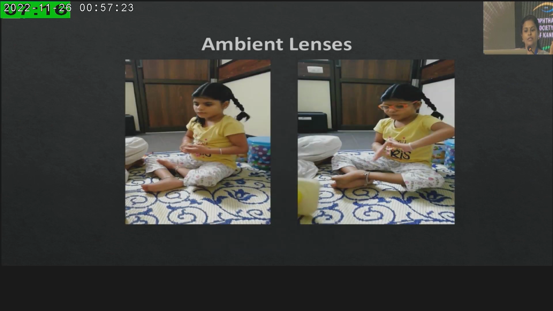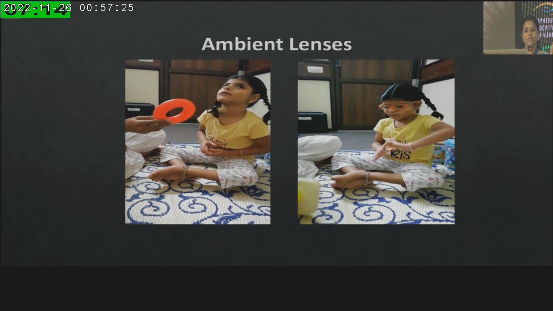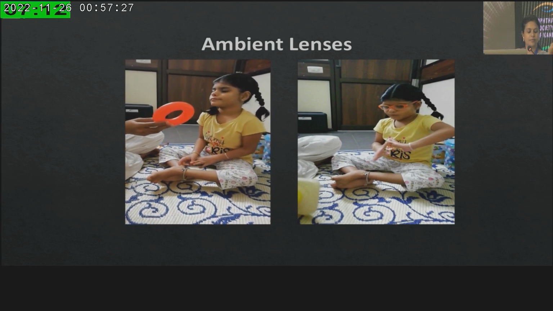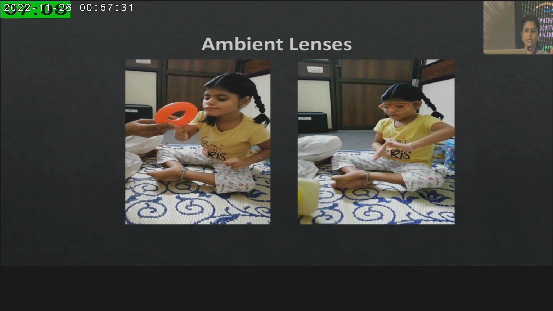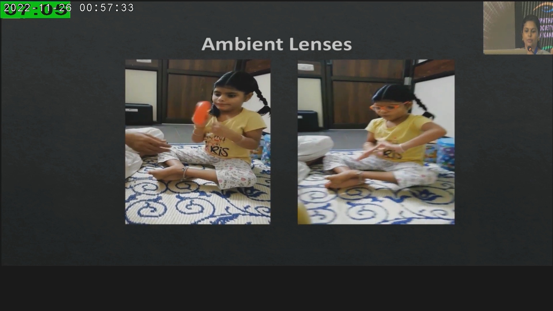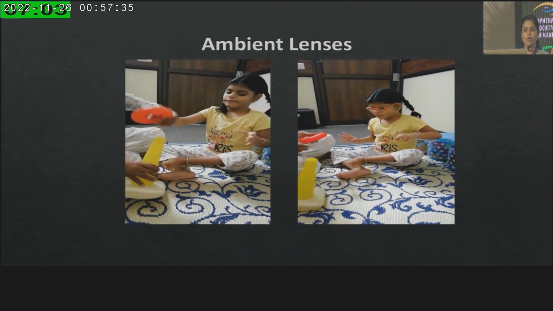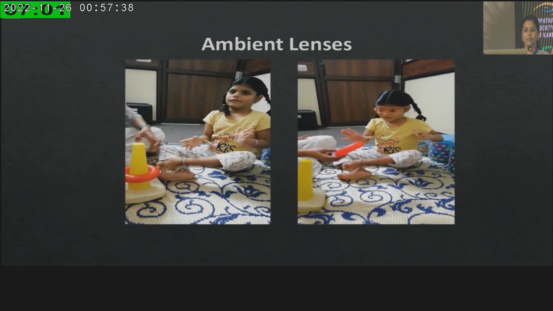Similarly, this child with CP and CVI, you can see her grasp is very poor. She'll come very close to the object and pick it up. With yoke prisms, see how her grasp improves and how she maintains good posture.